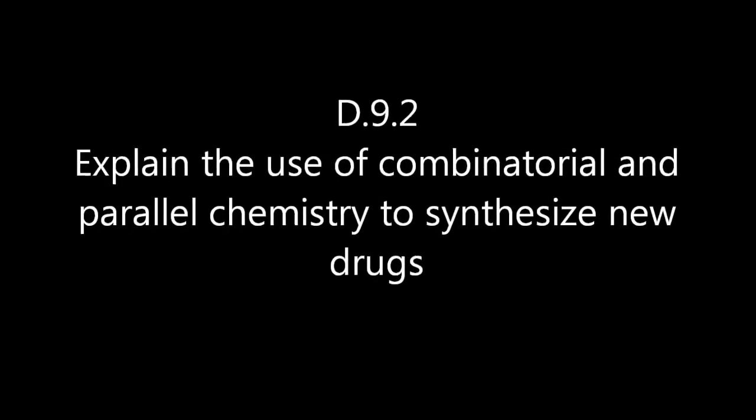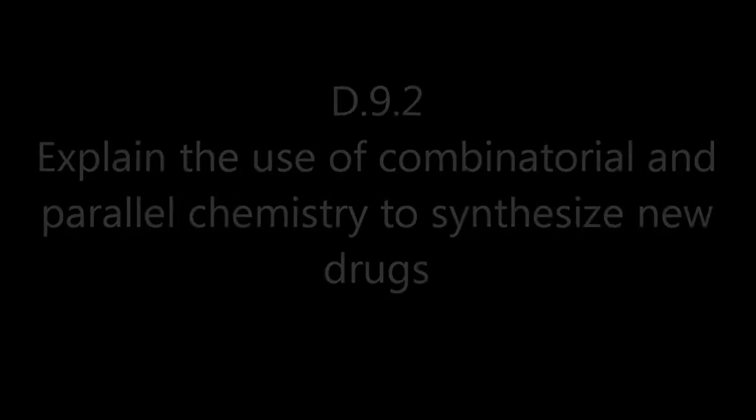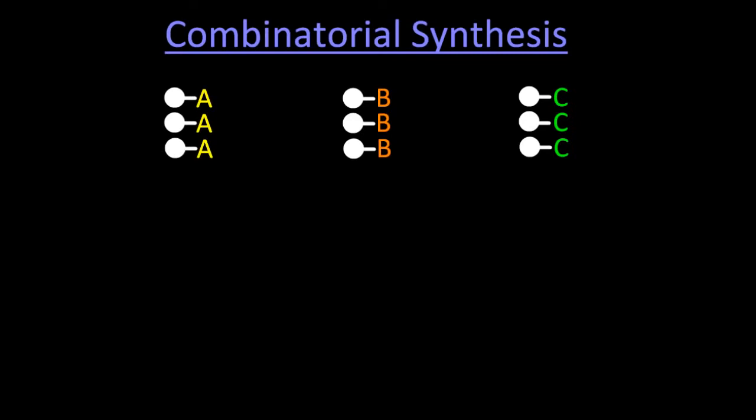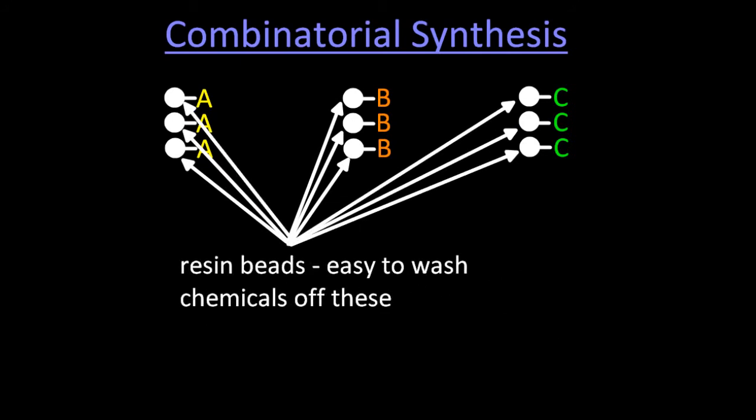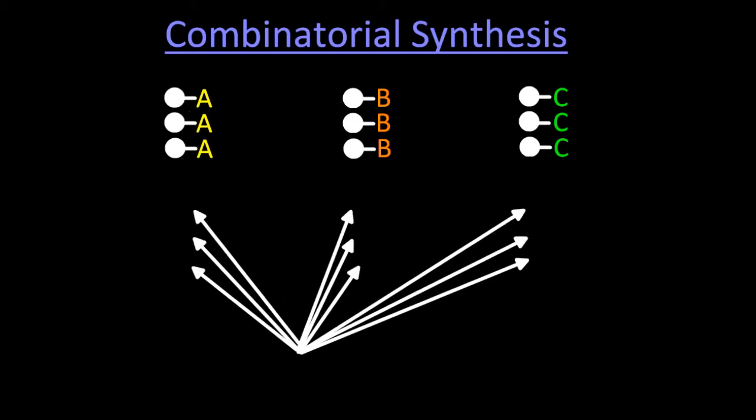So why would I want to do this? Well, I'm making a combinatorial library of similar chemicals to test their biological activity. So combinatorial synthesis, the small beads, well in fact they're resin beads. This is what's called solid state chemistry, where you put the chemicals on little beads, do the chemistry, and then you can wash them off easily afterwards.